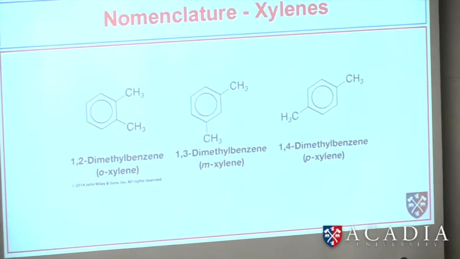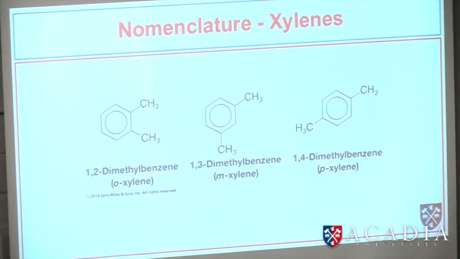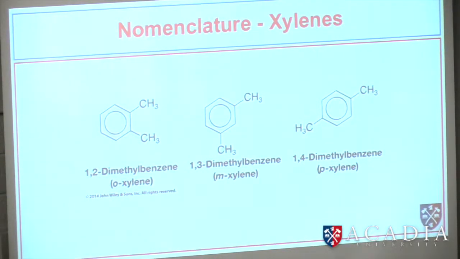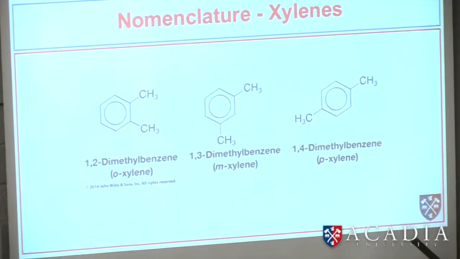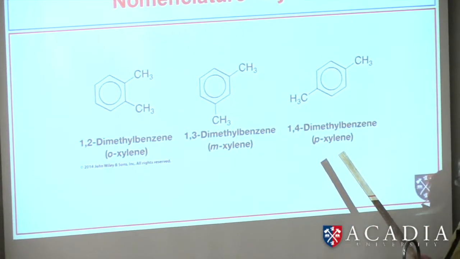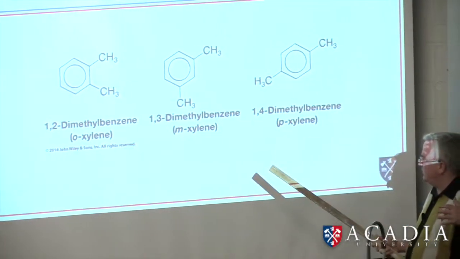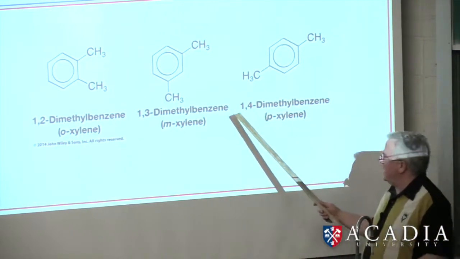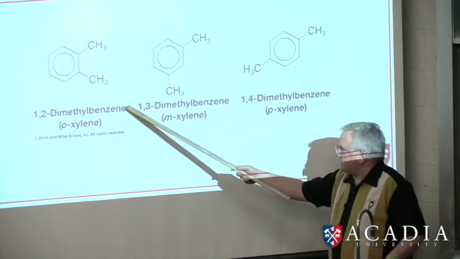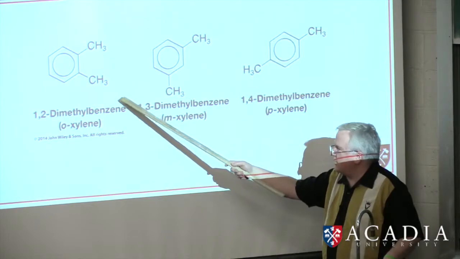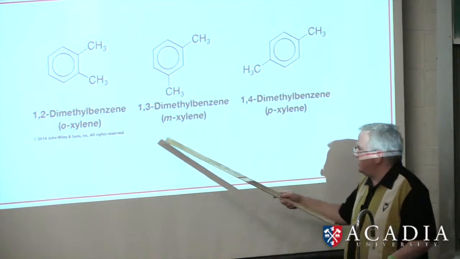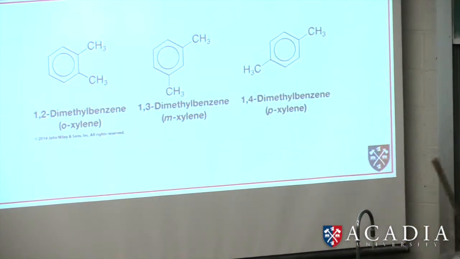When we have 2 methyl groups, we have a series of compounds known as xylenes. When we buy xylenes, it's quite often we buy a mixture of xylenes. We can buy that. It's just a fraction from a gas plant where they distill petroleum products. We have orthoxylene, metaxylene, and paraxylene.